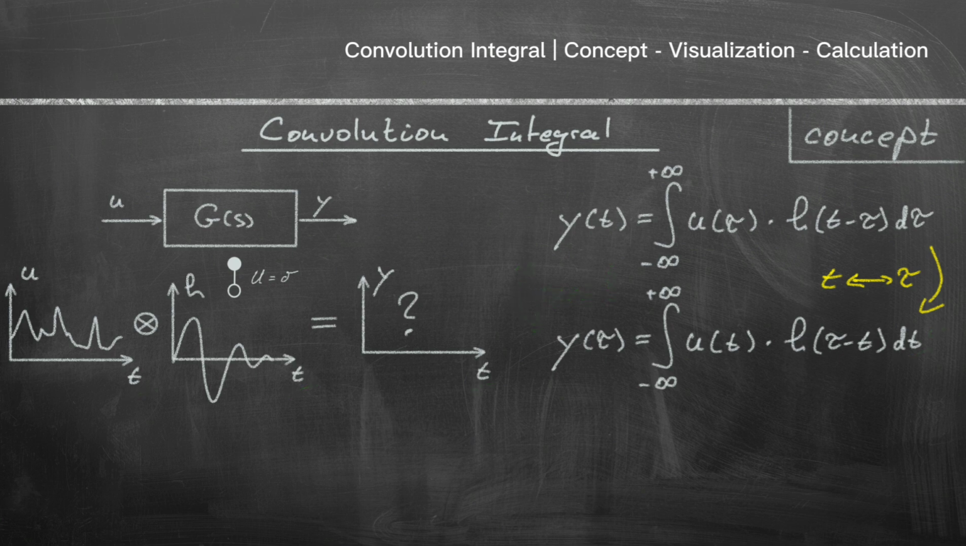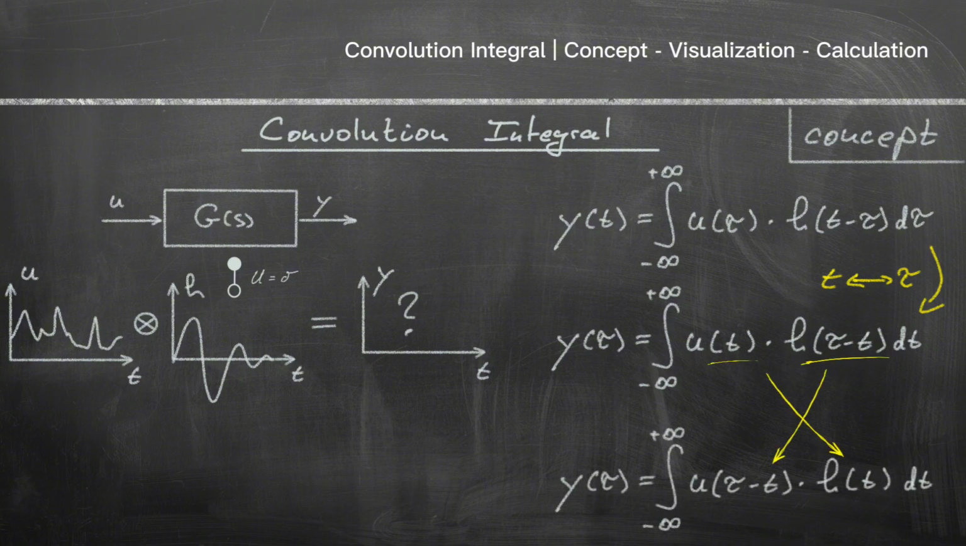Now we will apply another little trick that again leads to an equivalent function. We simply move the tau minus t into the input signal u and keep h as h of t. This transformation is also equivalent and yields exactly the same result. With this last equation, I think we can understand and visualize the process much better.